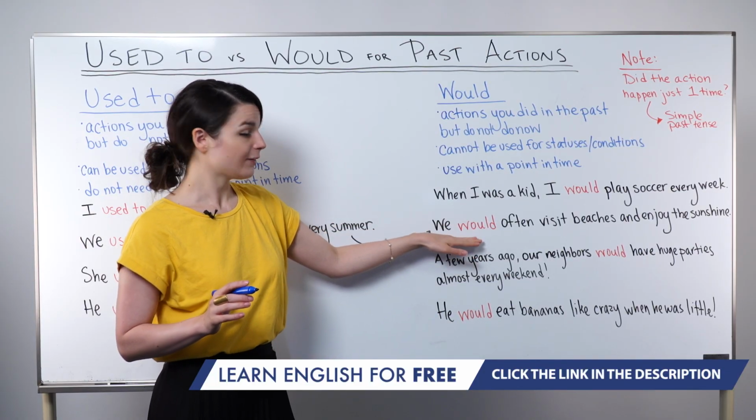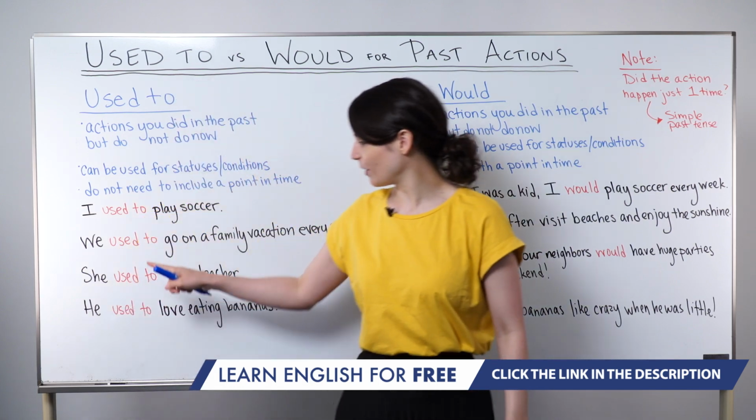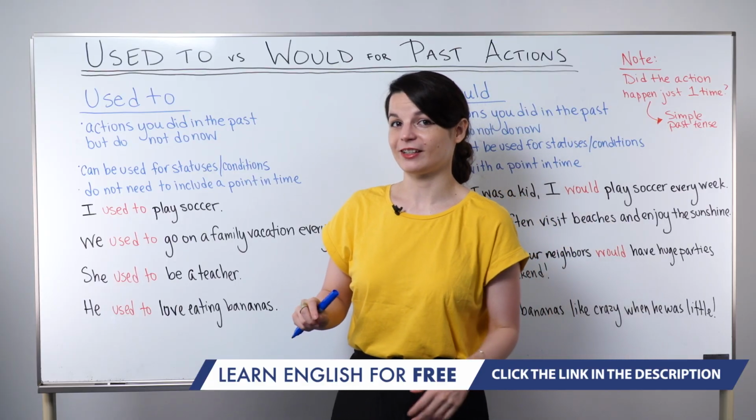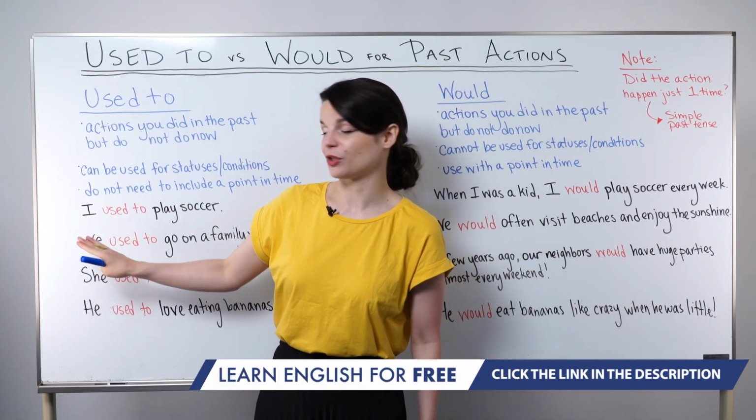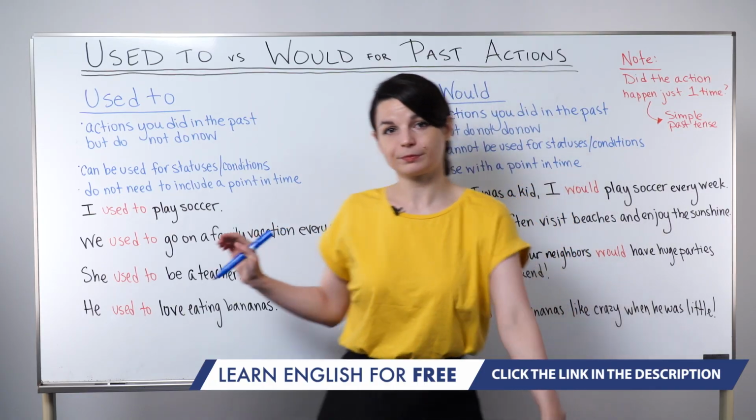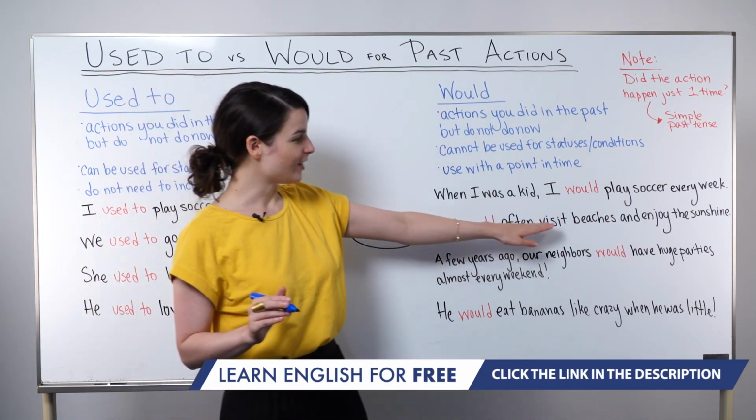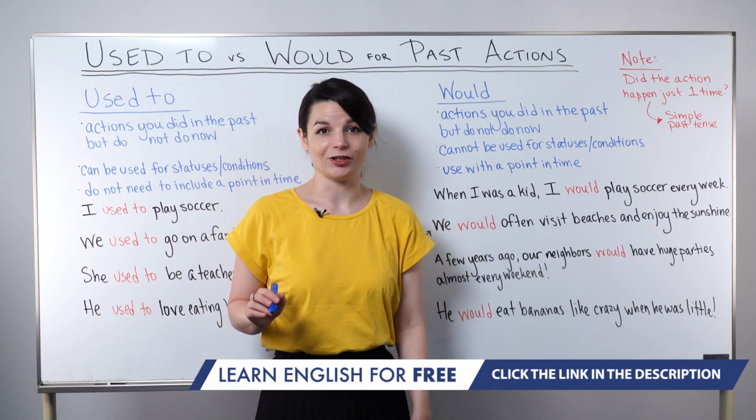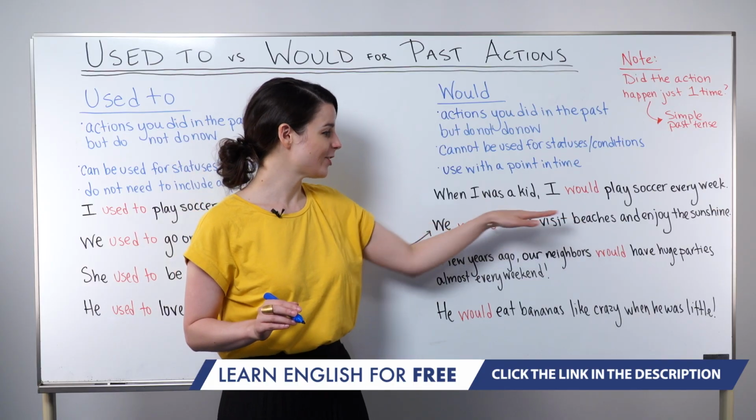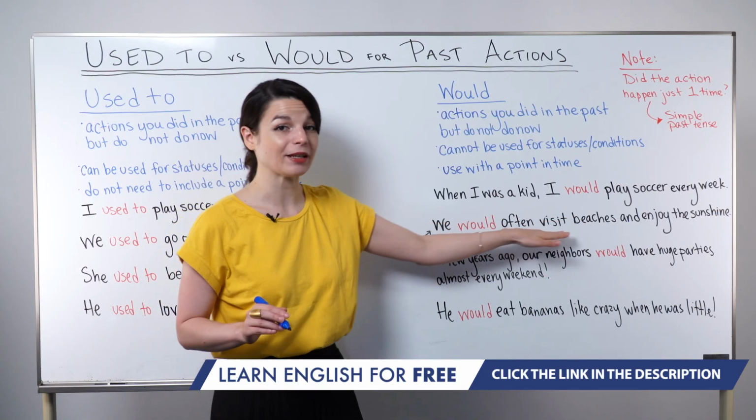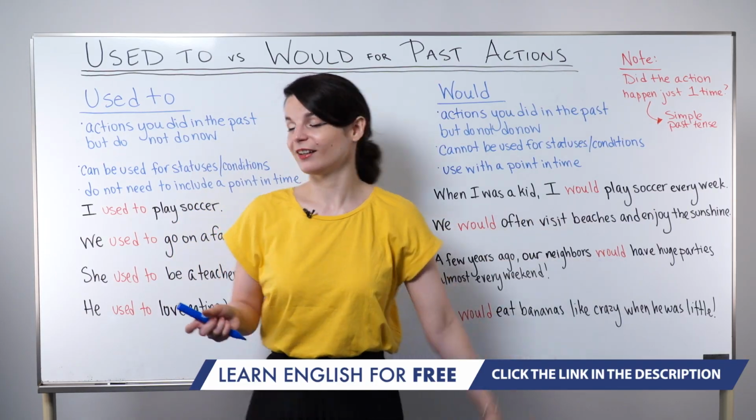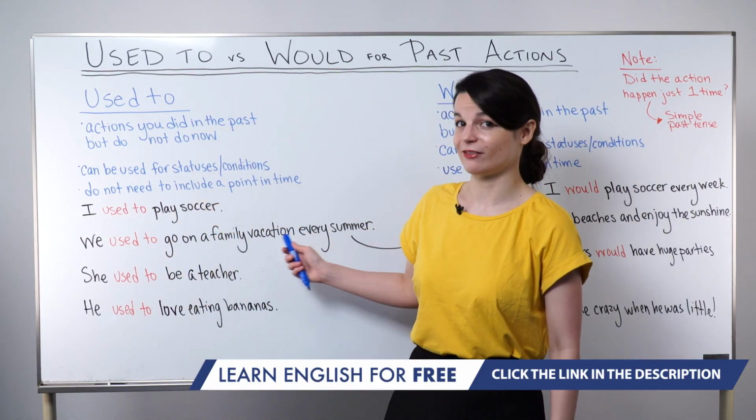This next one, I've actually made as a continuation of this one to show how used to and would are used together. So this example sentence with used to was, we used to go on a family vacation every summer. We would often visit beaches and enjoy the sunshine. So here, we would often visit beaches. This shows us this was our repeating action, something that we did regularly on these family vacations every summer.